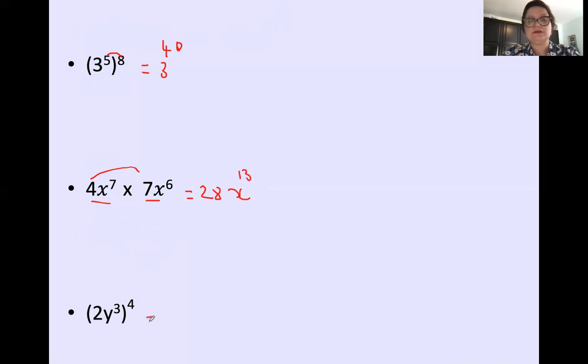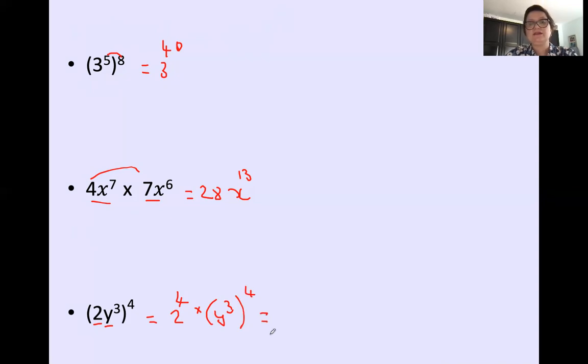And here, now, this is a little bit more complicated because inside the bracket, we don't have just a letter, but we have a number as well. How can I do this one? In this case, both of them, the letter and the number, are going to be to the power of 4. So 2 to the power of 4 times y to the power of 3. You can leave this in a bracket. Y to the power of 3 to the power of 4.